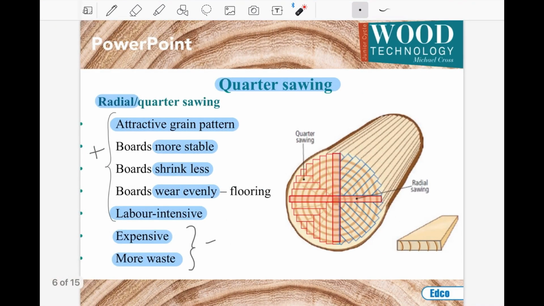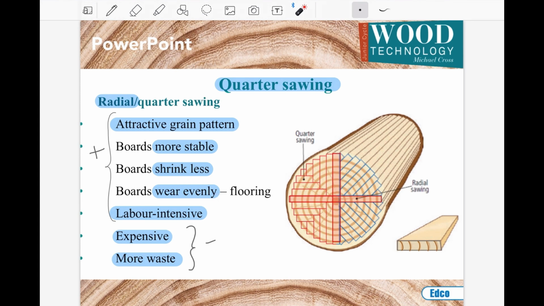And then we went on to quarter sawing. What was the difference with quarter sawing? Well, first of all, quite a different grain pattern was generated, and that grain pattern meant a few things. It meant it was attractive. It meant that the boards themselves were more stable, unlikely to change. That's what more stable means. They shrank less, and as a result, they could be used for flooring because they wear evenly.